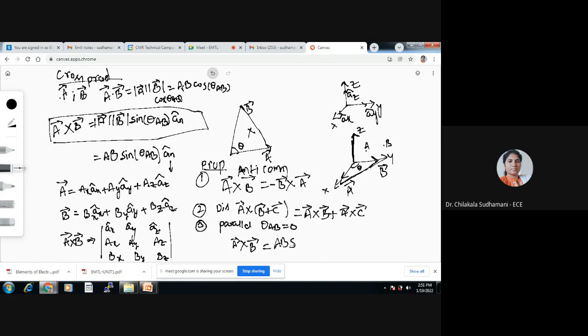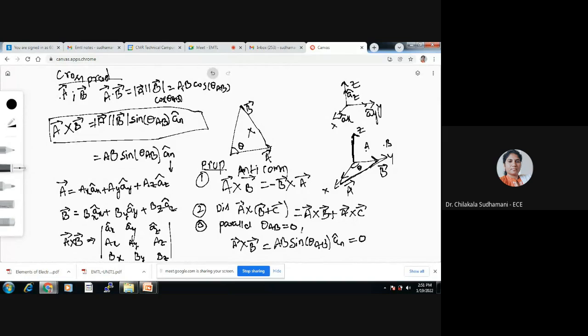AB into sine theta AB into AN cap, right? So what is the angle given? Angle is given as 0. As angle is 0, what is sine 0 value? 0. Yes. If the two vectors are parallel to one another, then their cross product is 0.